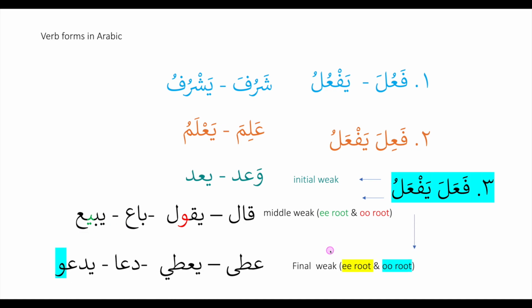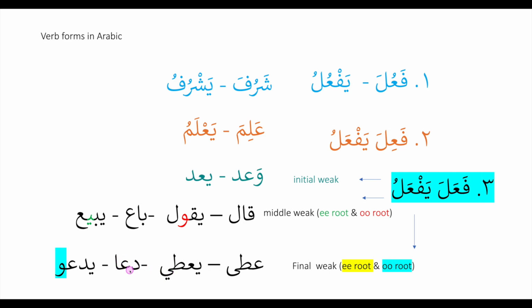Our third type of irregular verbs that goes under this form is called final weak. And the final weak again here could be an E root and an U root. What does that mean? Both these verbs end with an alif at the end. But this one has an E root, meaning the alif becomes an E when you conjugate it with the present and the past tense.